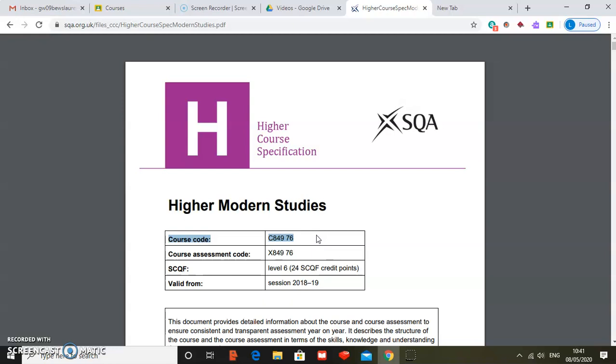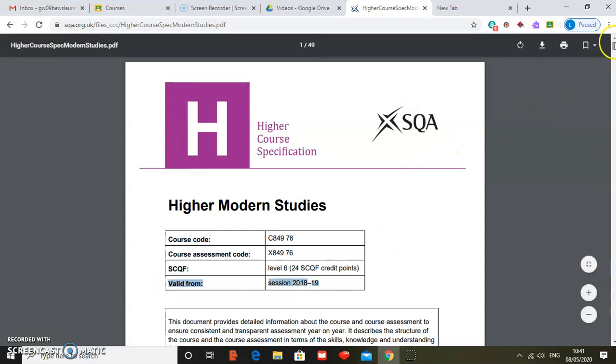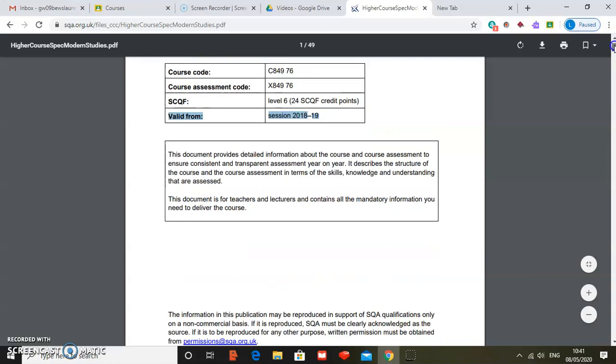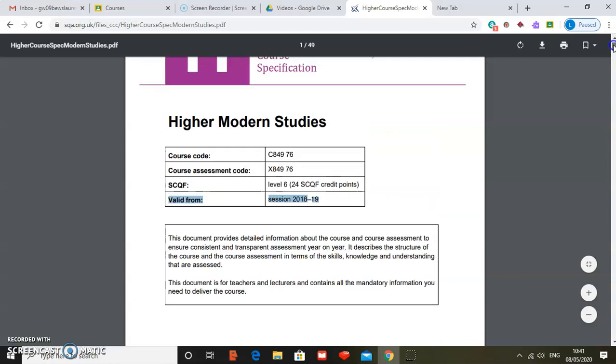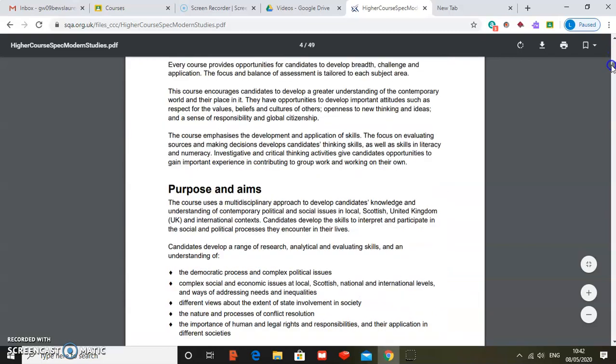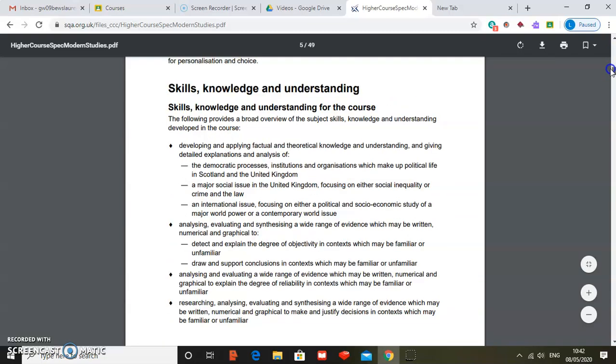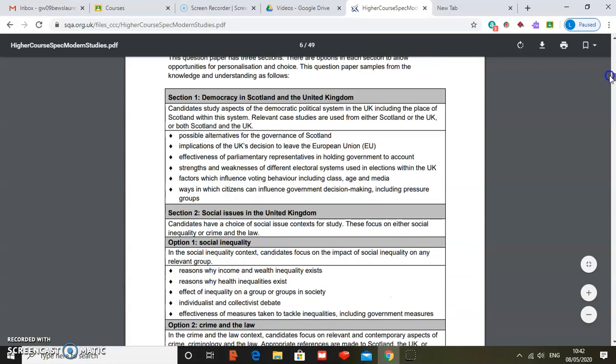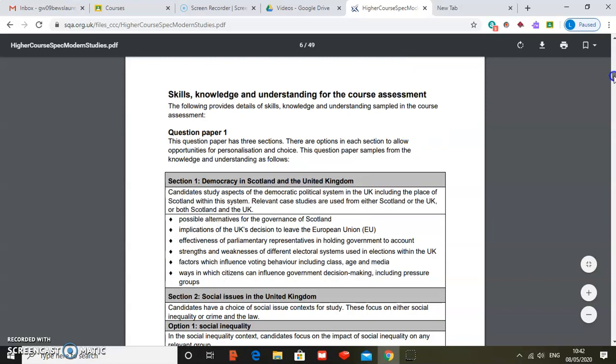Now, first of all, you can see the course code C84976. This is the one you'll need for your UCAS, and again, valid from 1819. This is the most up-to-date course specification. This is kind of like the teacher's Holy Bible. It's what we have to use to create the courses that we have, and all of the content. Now, all of this stuff here, you don't really need to know about. It's this page and from here, which is really important.